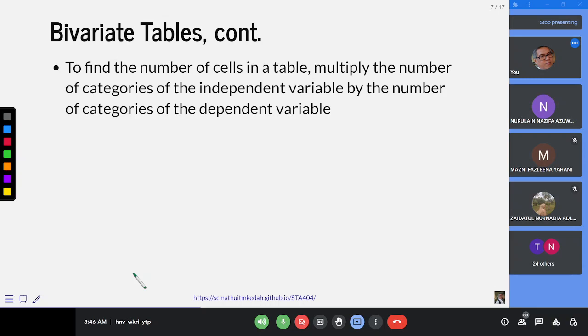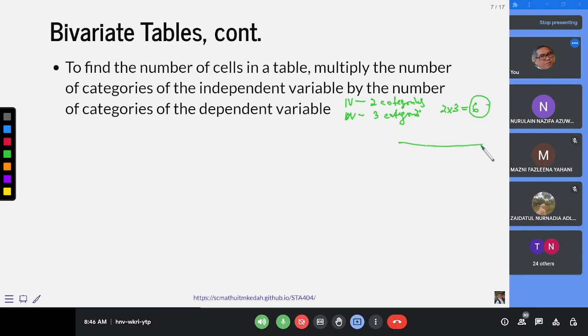Okay, next, to find the number of cells in a table, you have to multiply the number of categories of the independent variable by the number of categories in the dependent variable. So for example, in this case, if you have an independent variable, you have two categories. And then you have a dependent variable, suppose you have three categories. So in order to find the number of cells, you just need to multiply the number of categories. So you have 2 times 3 is equal to 6. So you know that you're going to have 6 cells.